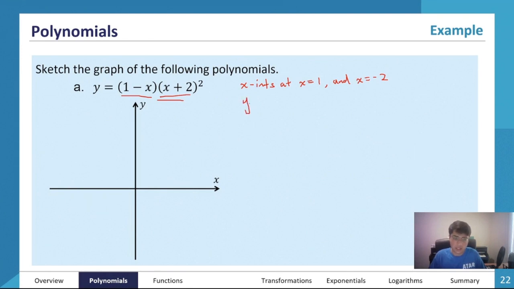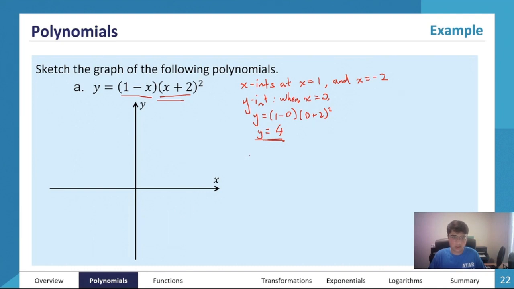Y-intercept, we have to find that. So when x is equal to 0, we have y is equal to 1 minus 0 times 0 plus 2 squared. And that's just going to be, well, 1 minus 0 is 1. 0 plus 2 is just 2, so 2 squared, that's going to be 4. Okay.